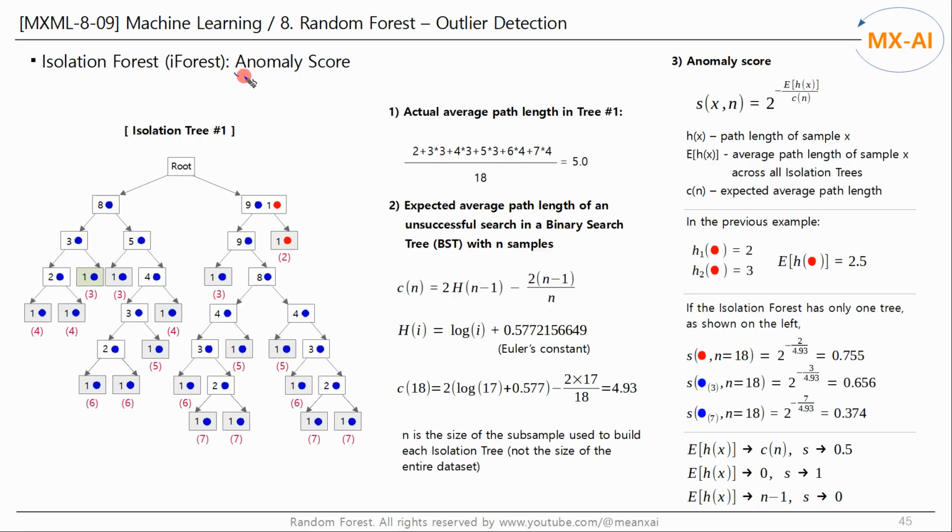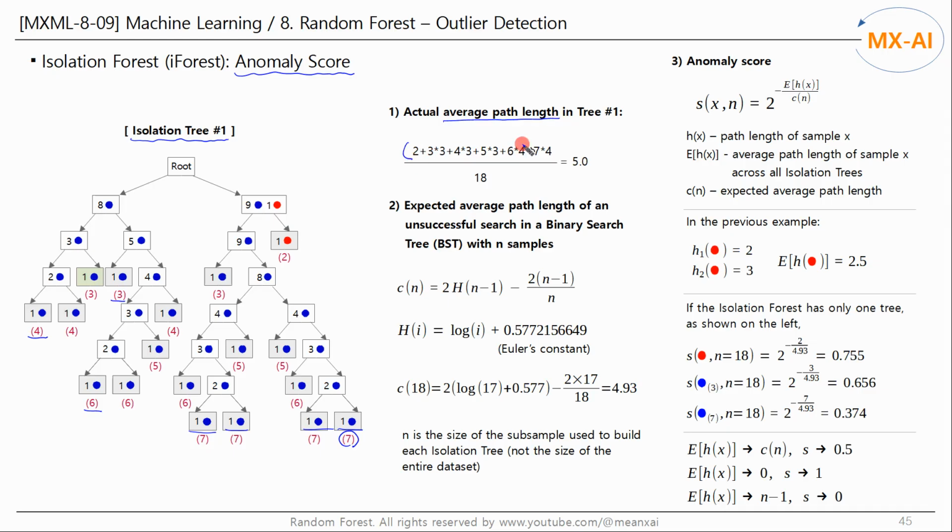Next, let's take a closer look at how the anomaly score is computed. This is a more detailed version of Isolation Tree 1 from the previous slide. Each leaf node contains a single sample, and the maximum depth of the tree is 7. The numbers shown in parentheses represent the path lengths of the leaf nodes. Let's compute the average path length of this tree.